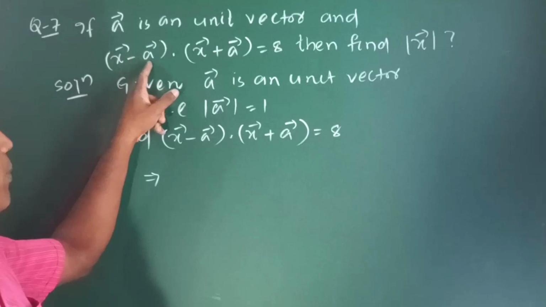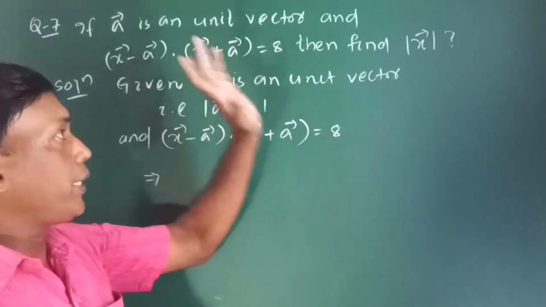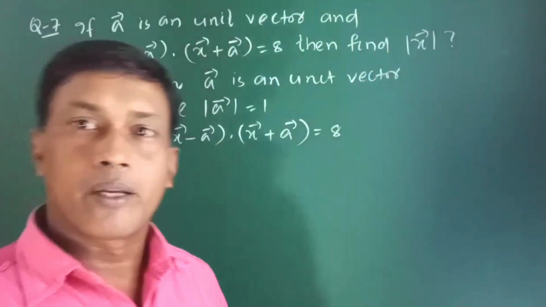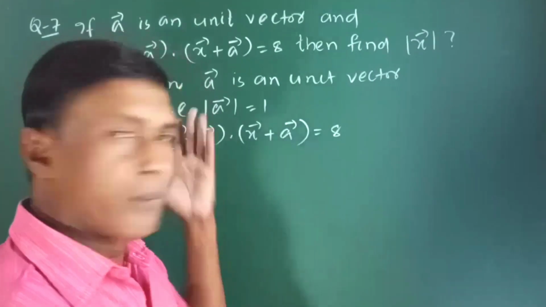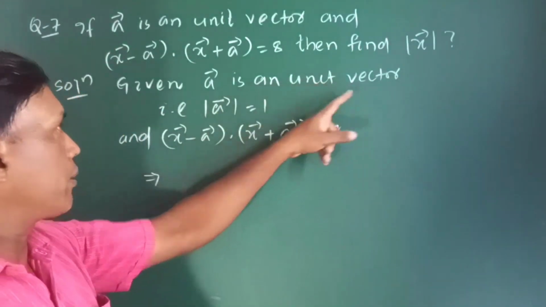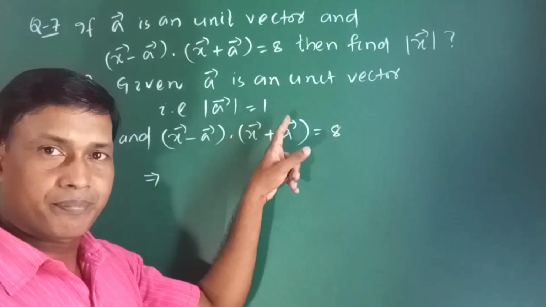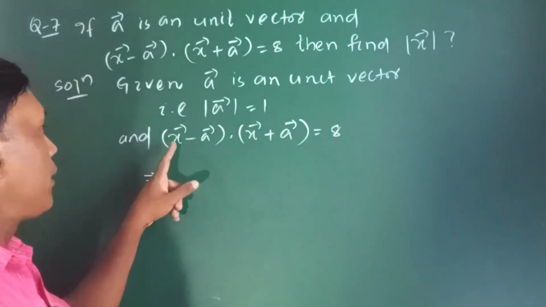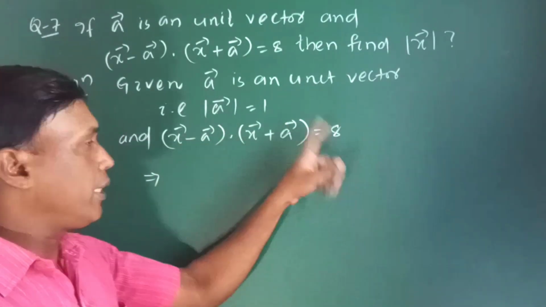x vector minus a vector dot x vector plus a vector is equal to 8. Then find the magnitude of x vector. Simple question: a is a unit vector, that means the magnitude of a vector is 1. And also given (x minus a) dot (x plus a) is 8.